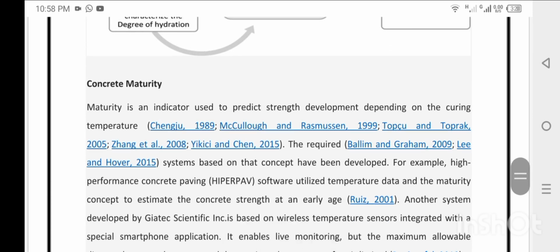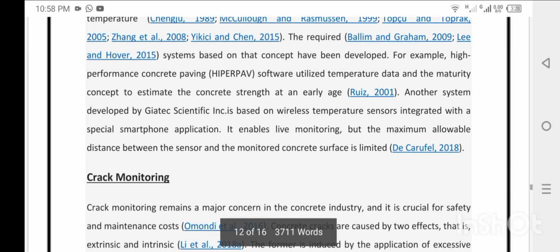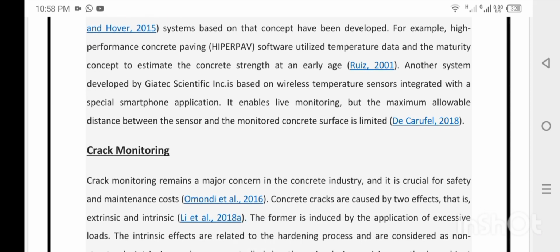Then we have concrete maturity. Maturity is an indicator used to predict strength development depending on the curing temperature. The required system based on that concept has been developed. For example, high performance concrete paving software utilized temperature data and the maturity concept to estimate the concrete strength at an early age.